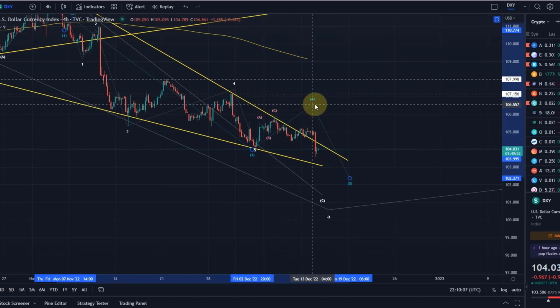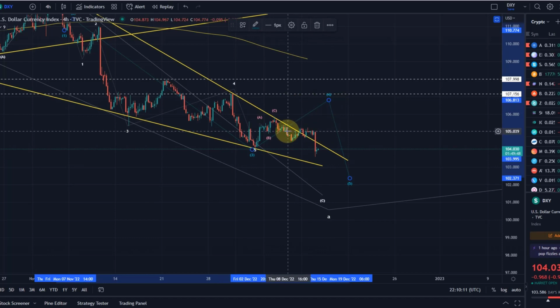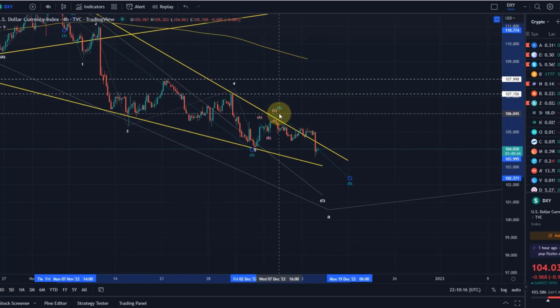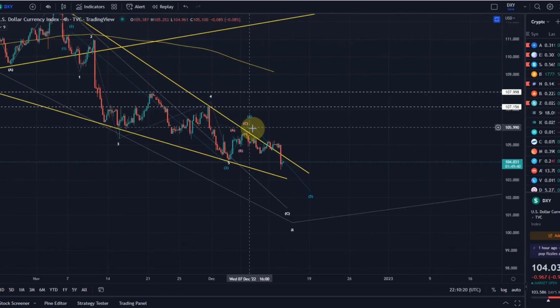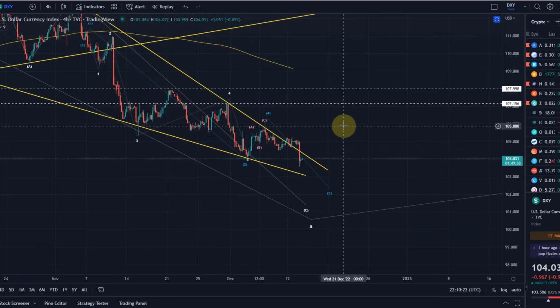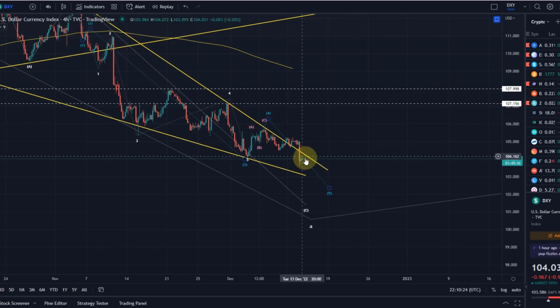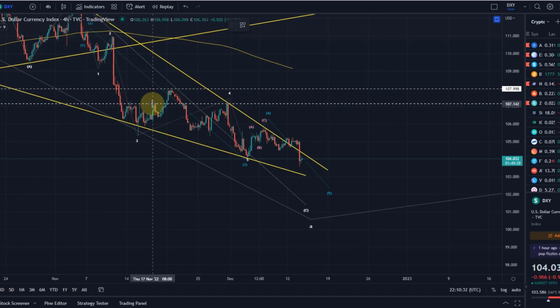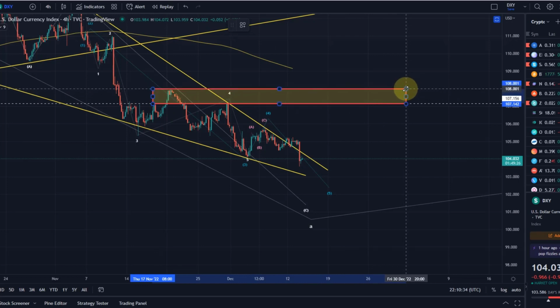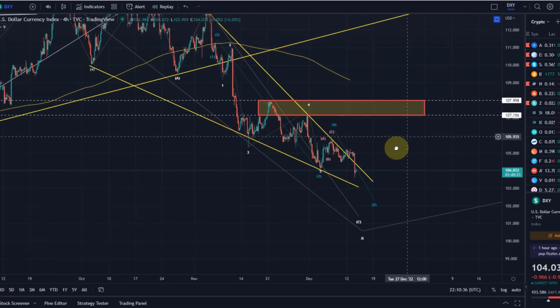The main reason why I considered a higher wave 4 in an extended ABC was because this wave 4 was quite short. Which is okay because we were in a descending wedge, but still it was a bit short. Nevertheless, key resistance stays in place, so that remains the case. I'm going to add basically a red rectangle here onto the chart. This is the resistance area.